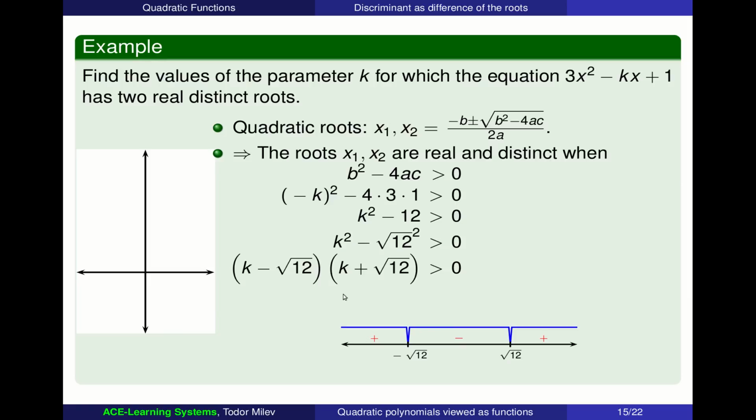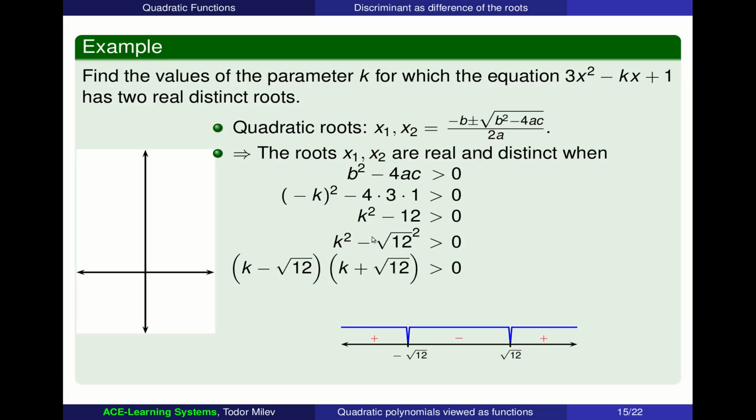And finally, when k is very negative, we're somewhere here, which means that k is less than negative radical of 12. When that happens, we have some negative quantity times another negative quantity. Minus times minus gives me plus. So altogether, I have something which is positive. So once again, let's recap.